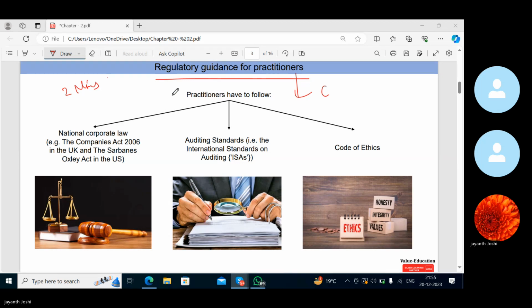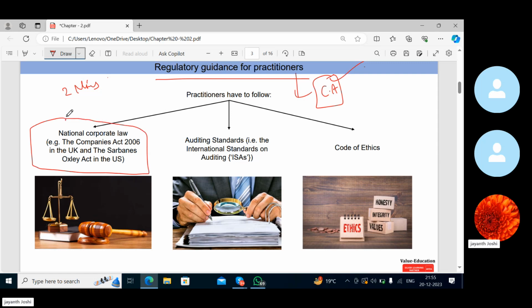So regulatory guidance for practitioners, the chartered accountants who are running practicing firms, for them, what are the guidelines as given by the government? So practitioners have to always follow three things. The national corporate law, that means the country in which they practice, the company's law of that country or nation. In India, we have Indian Companies Act 2013, and in UK, they have Companies Act 2006, and the Sarbanes-Oxley Act in the United States.